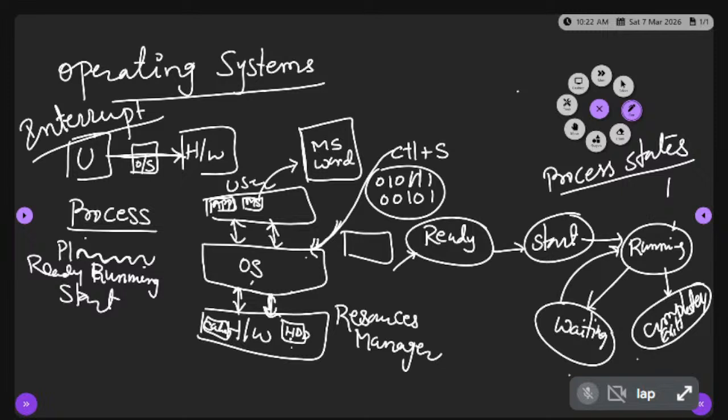So this is the basic process state diagram, which is most important. And also, along with the five states, we have one more process diagram which has two more states.